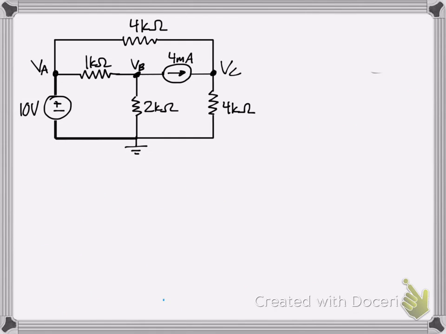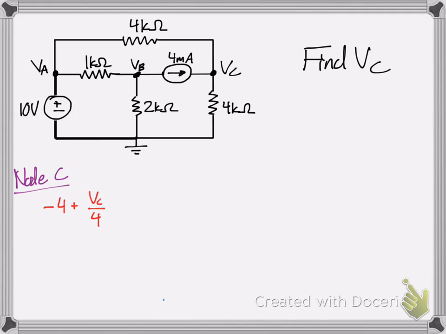Here's part 2. Now we're going to find VC. Looking at VC there, that's node C. Same thing. The current at that point is exactly 0. So let's see where all the current is coming from. Well, we have the negative 4 amps coming in at VC. Then what's leaving is VC over 4. The current's going down the 4 kilo ohm resistor in that direction, so it's leaving, it's positive, over the 4 kilo ohms.